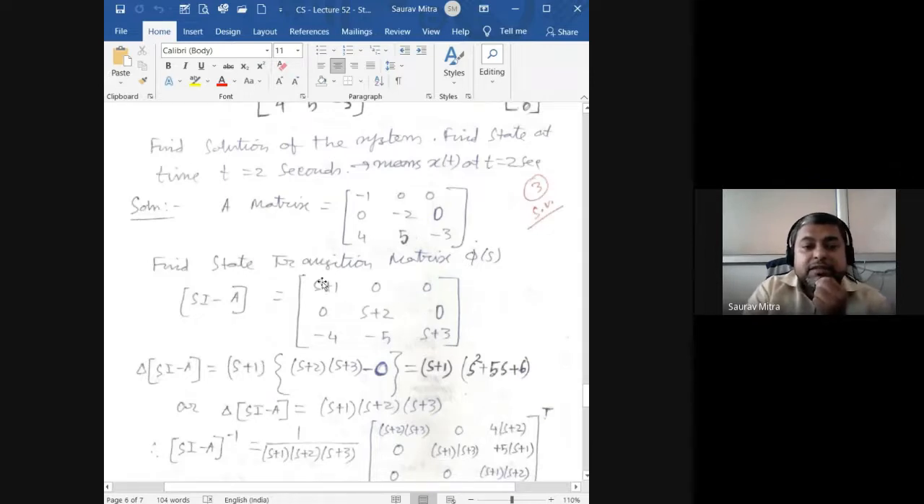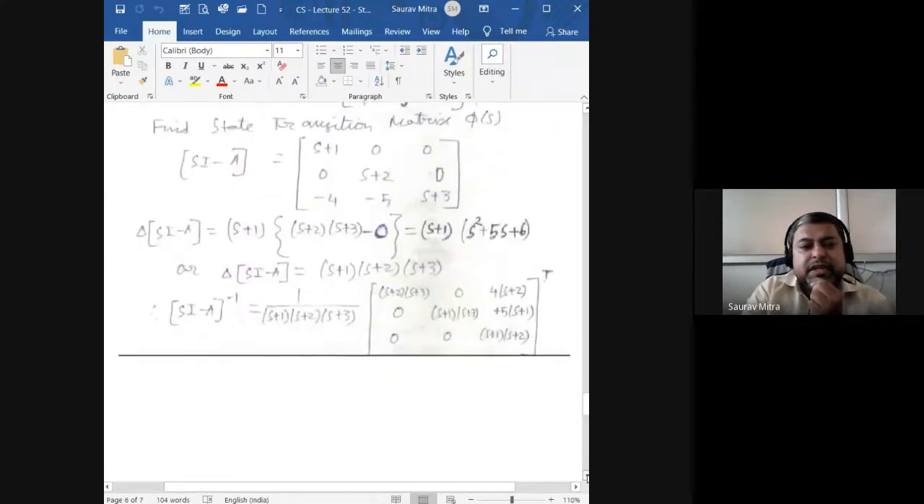So you are finding s plus 1 into s plus 2, s plus 3 likewise, and that is it. In that case, this is s plus 1, s square plus 5s plus 6. So this is actually s plus 1, s plus 2, s plus 3. That is actually delta. And next is the adjoint, cofactor and all those things you are finding. So sI minus A inverse is 1 upon delta, and then this is the thing, and transpose of that.